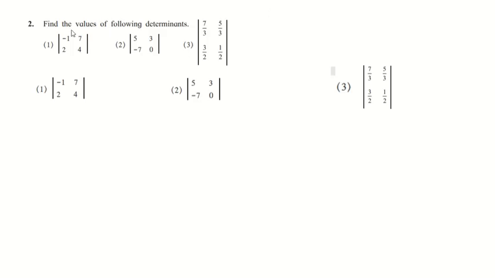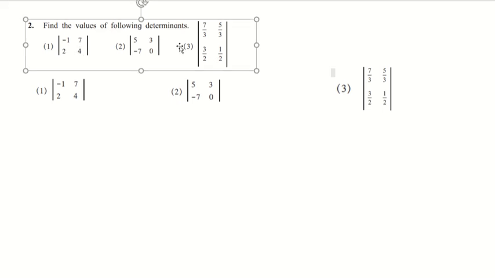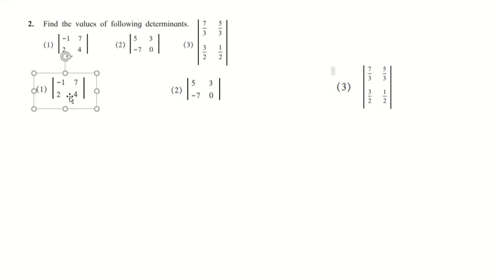Second question, find the values of following determinants. These are the three determinants given: 1, 2 and 3. Solving each one by one, taking the first one: minus 1, 2, 7 and 4. How to solve this?